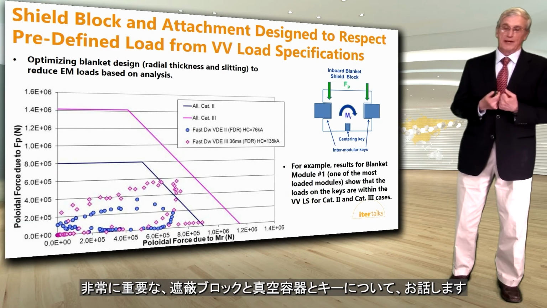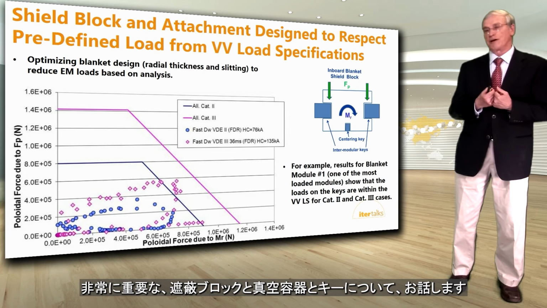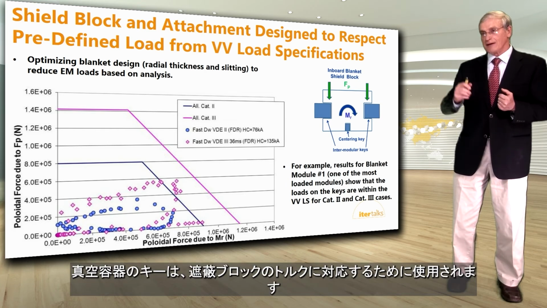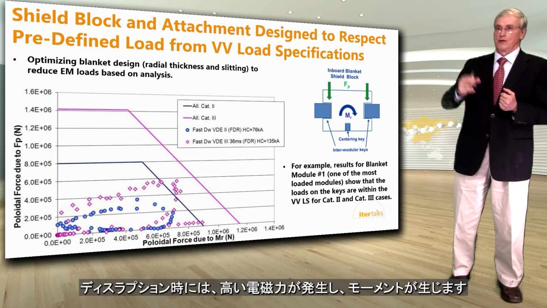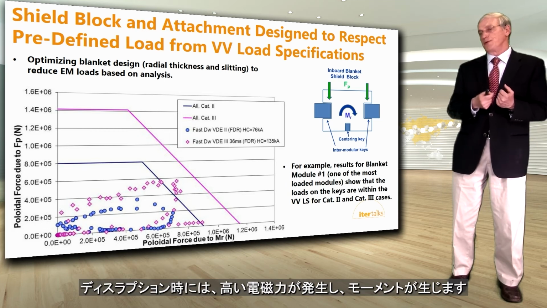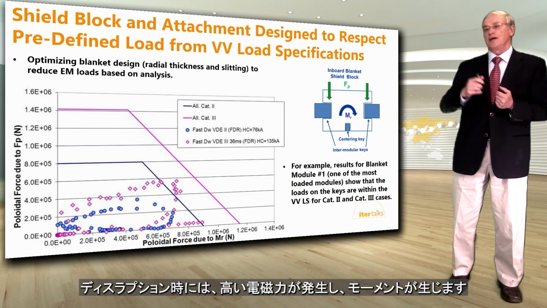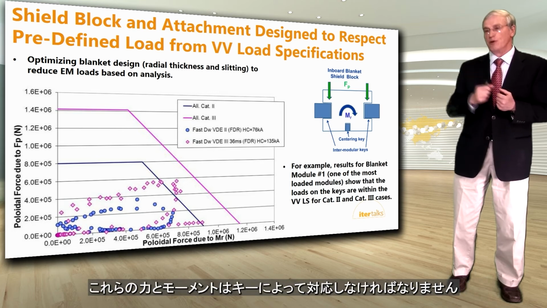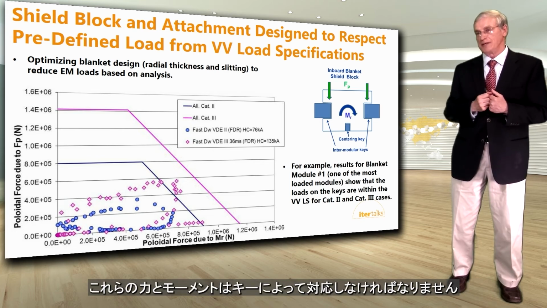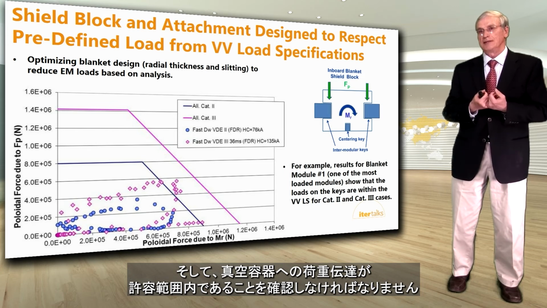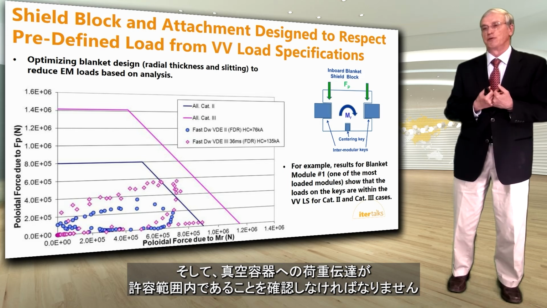It's very important that we're talking about the shield block and the vacuum vessel and the keys. So the keys on the vacuum vessel are used to react the torque on the shield block. During a disruption, you have high electromagnetic forces generated and moments, and these forces and moments have to be reacted by the keys. And we have to make sure that the load transferred to the vacuum vessel is within their acceptable requirements.